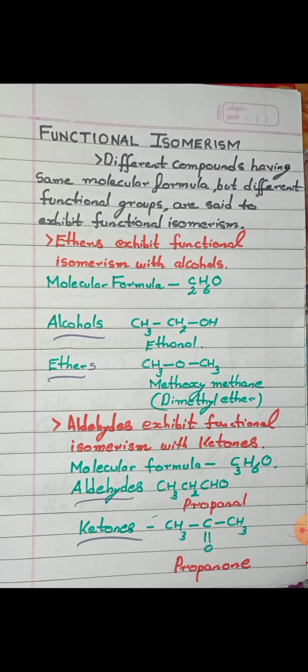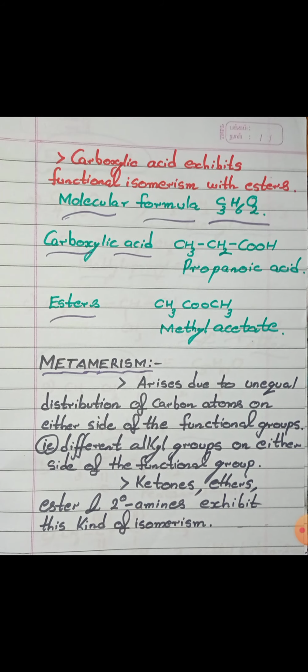The second example is aldehydes exhibit functional isomerism with ketones. For example, a compound of molecular formula C3H6O. The possible aldehyde is propanal, that is CH3CH2CHO, propanaldehyde with the common name. For a ketone, the possibility is propanone, CH3C double bond O CH3, that is acetone, the commercial name. Another possibility is carboxylic acid also exhibits functional isomerism with esters.